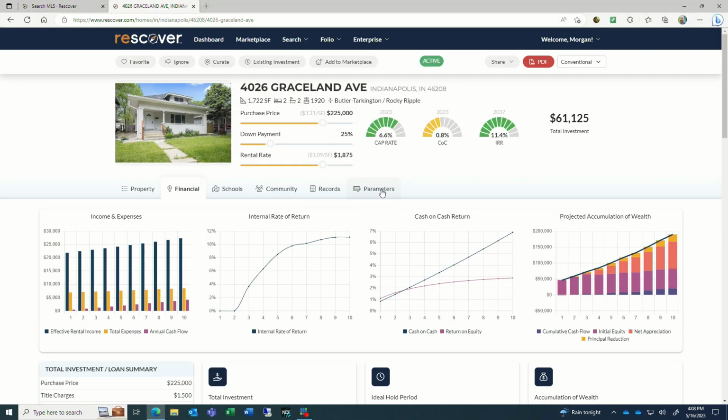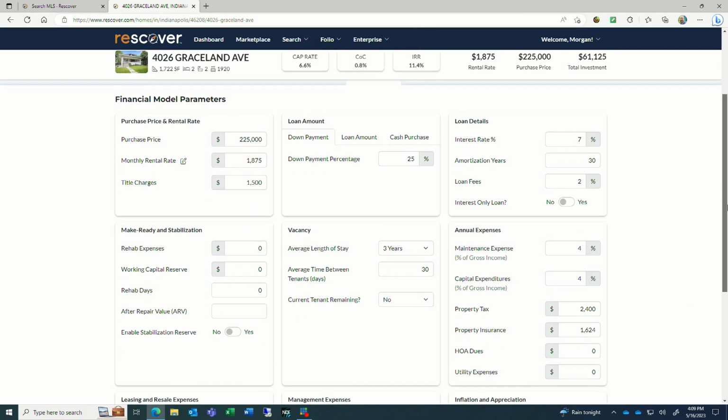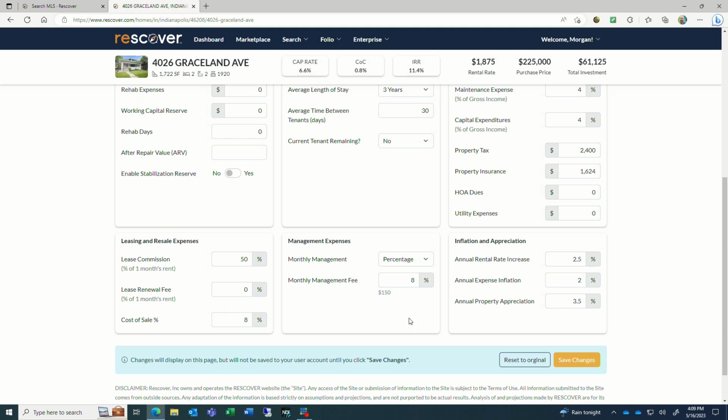I'm going to go over to the tab called parameters. That's where we adjust the financial parameters. And since we're talking about property management, I want to look at the difference between having a manager and not having a manager, on all the numbers. So let's go back real quick. We're at a 6.6 cap rate, a 0.8 cash on cash, and an 11.4 IRR.